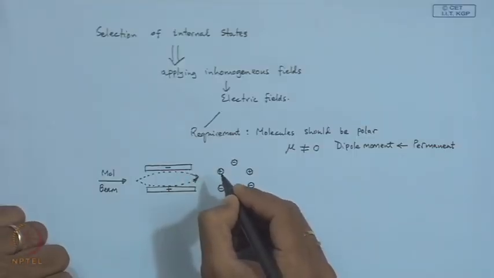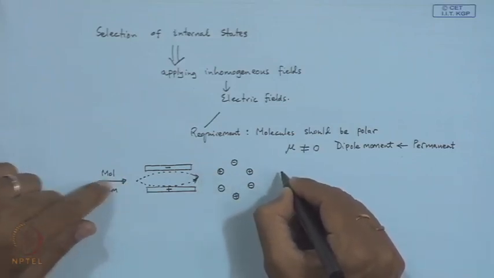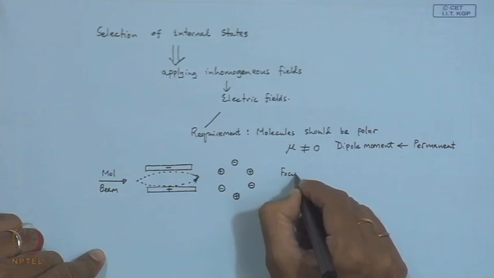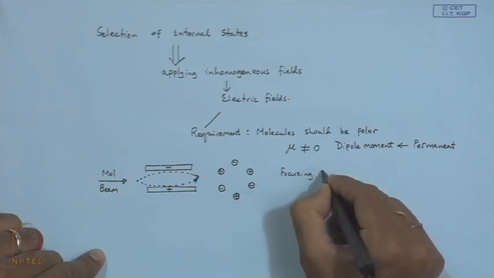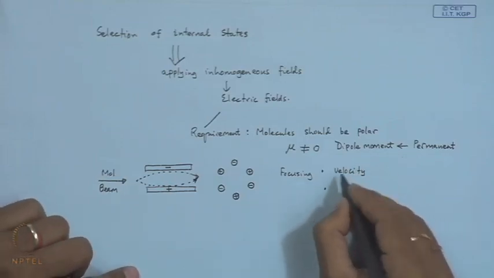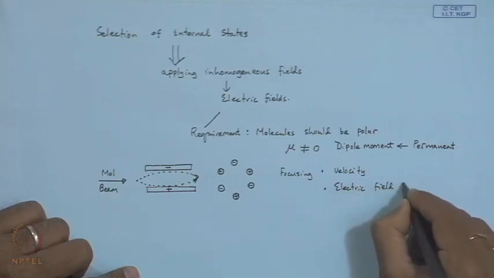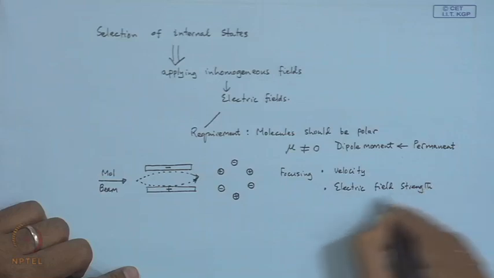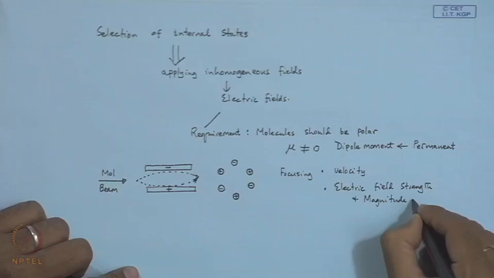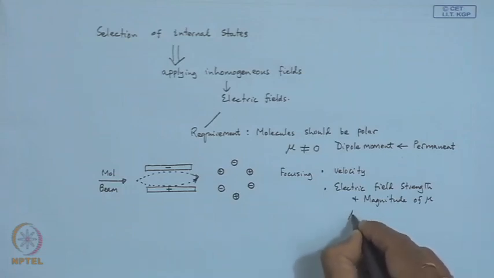and then ultimately again it will focus over here. Now, this focusing, where it will focus, will depend on the velocity, and also on the electric field strength, and the magnitude of mu, actually it depends on mu dot E.